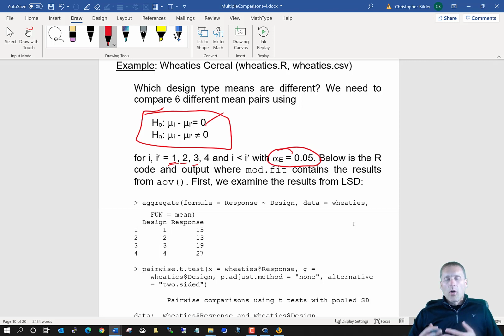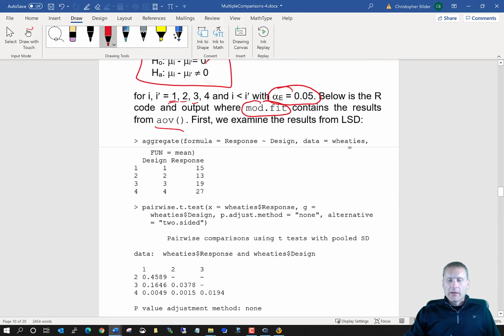So what we've done in the past is that we've already got an ANOVA table. We got some summary of the results. We put the results into an object called ma.fit, and this contained the results from the aov function. We could also do this with the lm function too. Okay, so first of all, let me remove that.